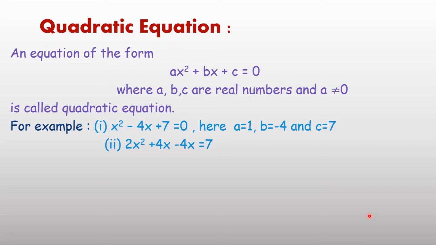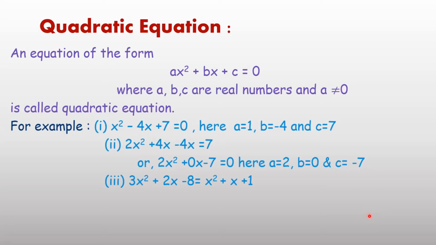So before writing the values of a, b and c, first you should write it in standard form. Standard form means 2x square plus 4x minus 4x equal to 0. And 0 we can write as 0 into x, because if the coefficient of x is 0, then you can say there is no term of x. And then 7 transfer to the left side, minus 7 equal to 0. Now a equal to 2, b equal to 0 and c equal to minus 7.